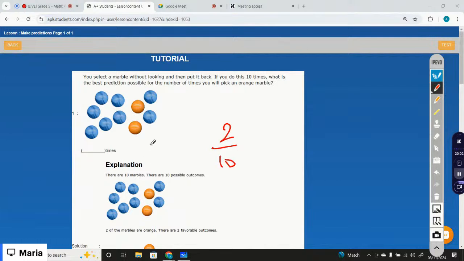10. You have two orange marbles, that is the probability of orange. You have two orange marbles out of 10 and the total marbles are 10. You did that 10 times, so you have to multiply by 10. So 10 and 10 cancel out and you are left with only 2. That means out of 10 times, two times you will pick the orange marble.